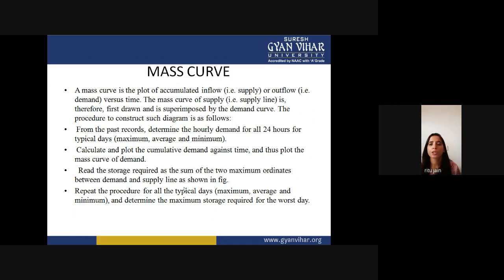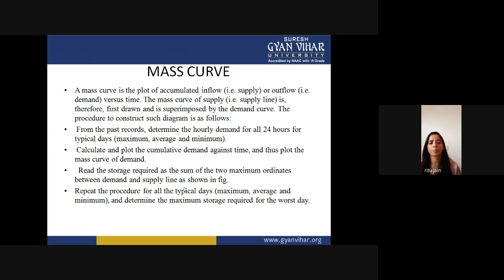From the past records, determine the hourly demand for all 24 hours. First you have to determine the hourly load, the hourly demand for 24 hours, for typical days: maximum, average, and minimum. What is the maximum requirement on a particular day, what was the average requirement of that day, and what is the minimum requirement of that day.